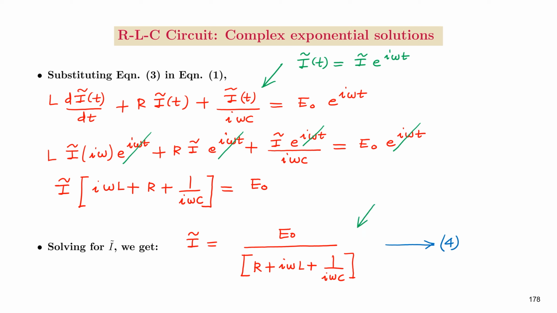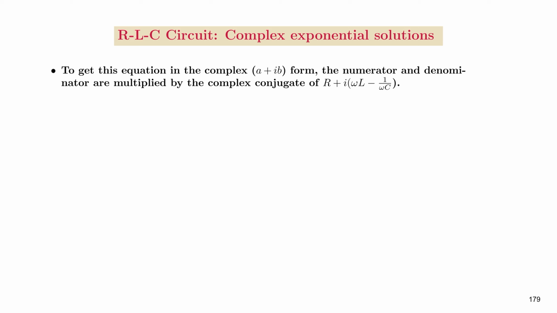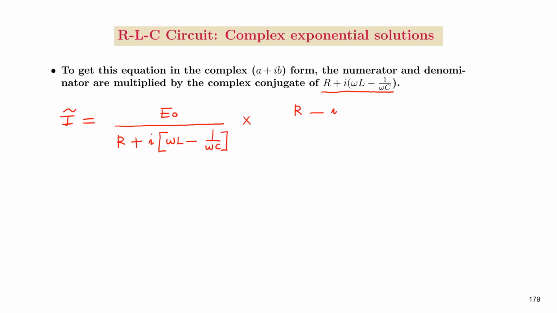We see that the current is a complex number, and we have to write this equation in the form A plus iB. For that, we'll multiply the numerator and denominator by the complex conjugate of R plus i(omega L minus 1 by omega C). So I equal to E0 over R plus i(omega L minus 1 by omega C) multiplied by R minus i(omega L minus 1 by omega C) divided by R minus i multiplied by (omega L minus 1 by omega C).